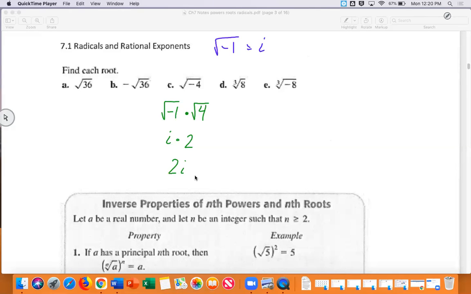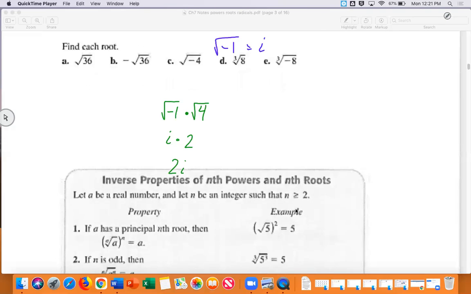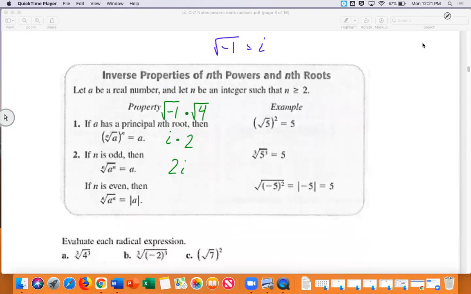What's the square root of 4? 2. And then I just write it with the i in the back. Right there. That's what it stands for. So i stands for the square root of -1. Okay? So that's a little bit of the notes there.